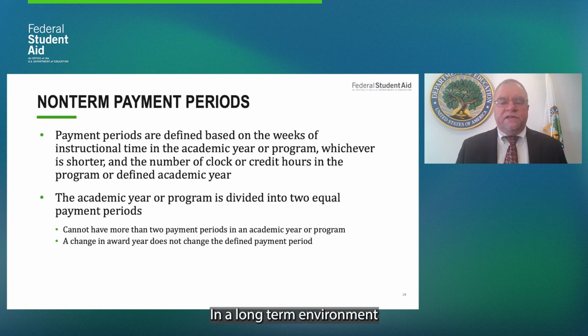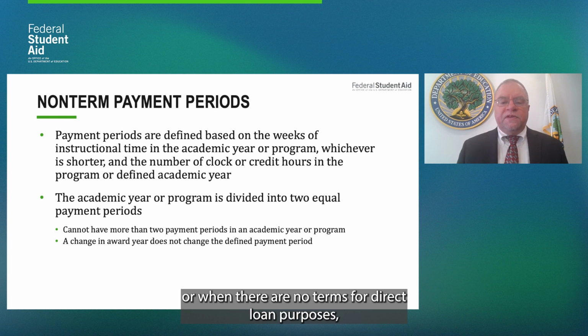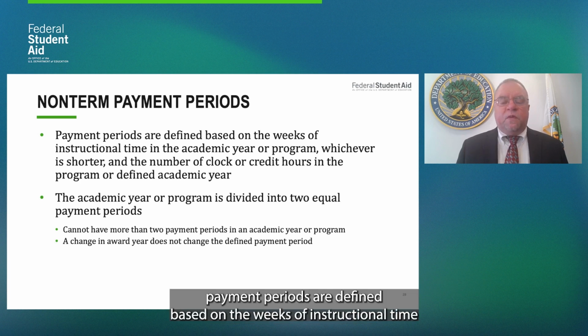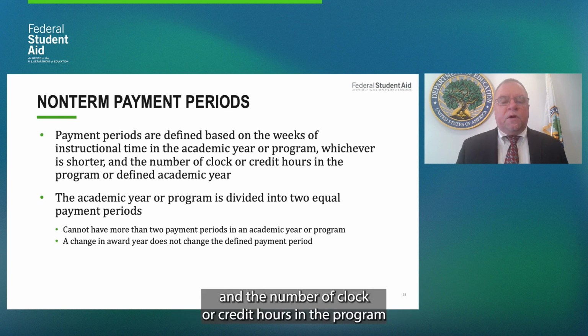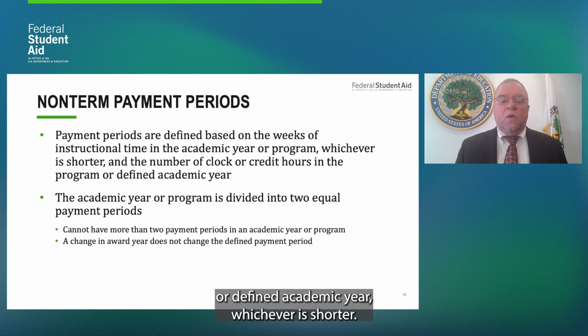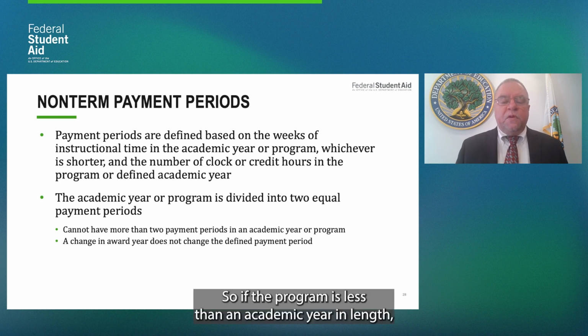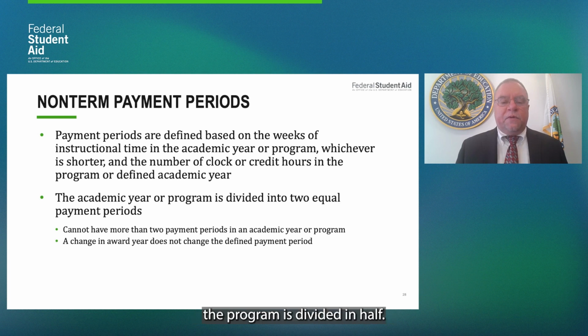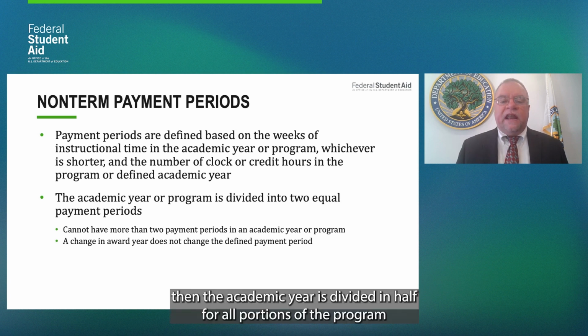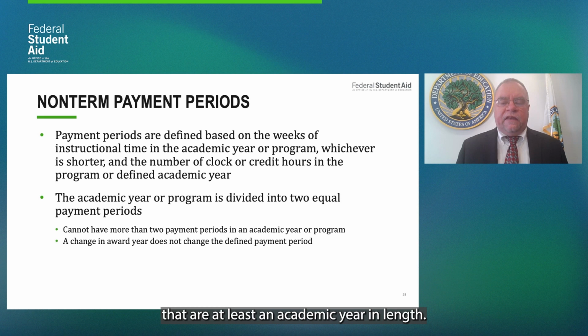In a non-term environment, or when there are no terms for direct loan purposes, how are payment periods determined? In a non-term environment, payment periods are defined based on the weeks of instructional time and the number of clock or credit hours in the program or defined academic year, whichever is shorter. So if the program is less than an academic year in length, the program is divided in half. If the program is longer than an academic year in length, then the academic year is divided in half for all portions of the program that are at least an academic year in length.